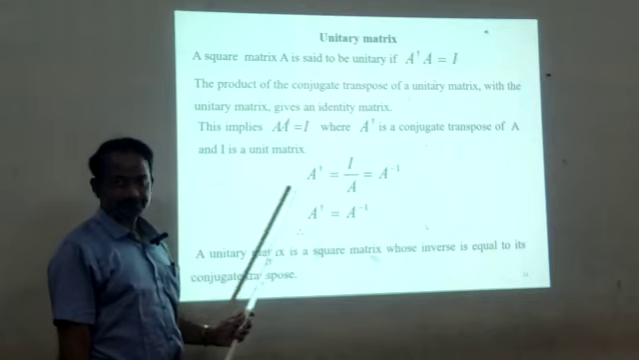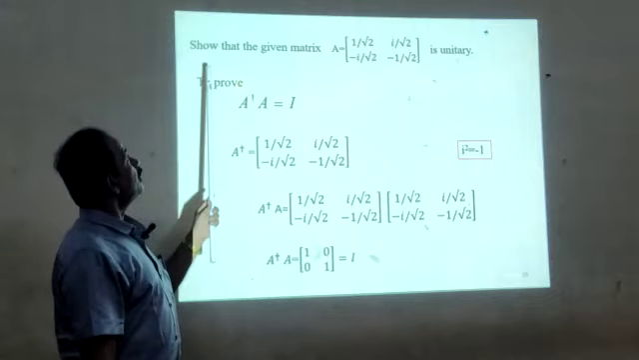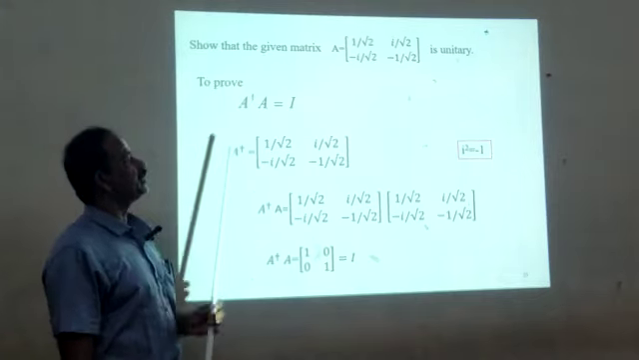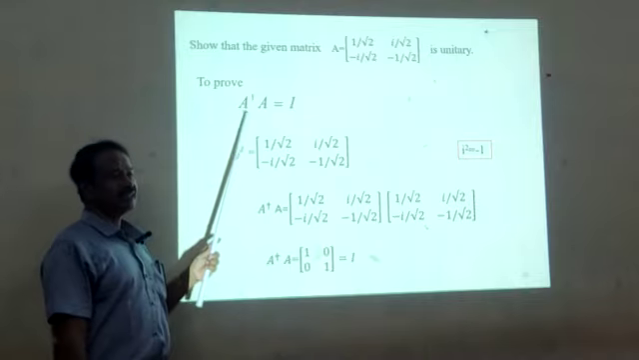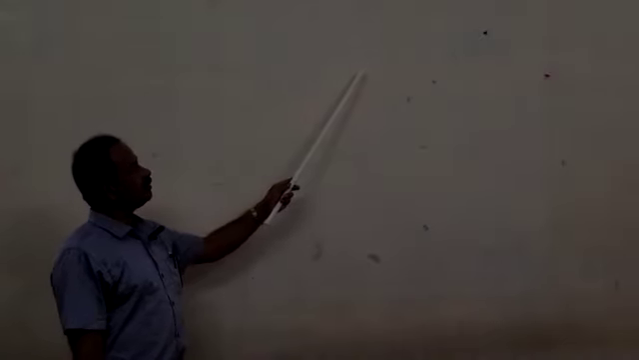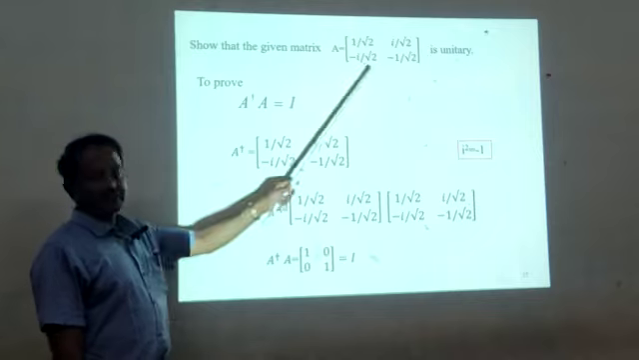For example, we'll have one problem. Very important one. Show that the given matrix is unitary or not. The condition for unitary is A dagger A equals the identity matrix. So you have the matrix A given by this, correct?